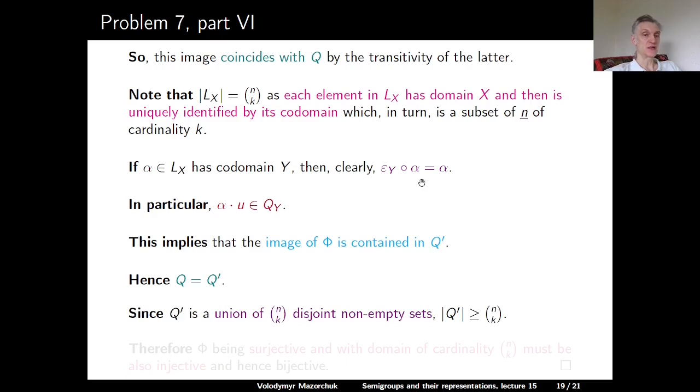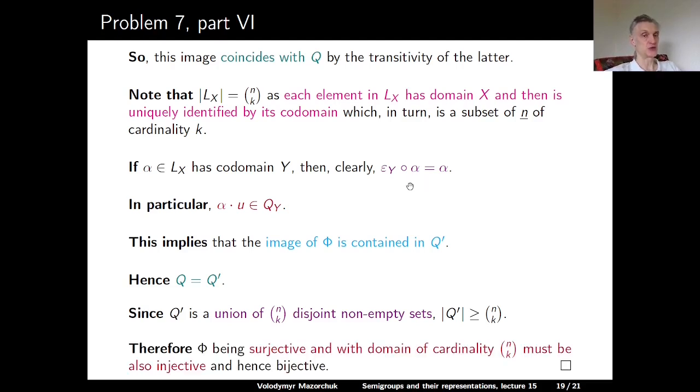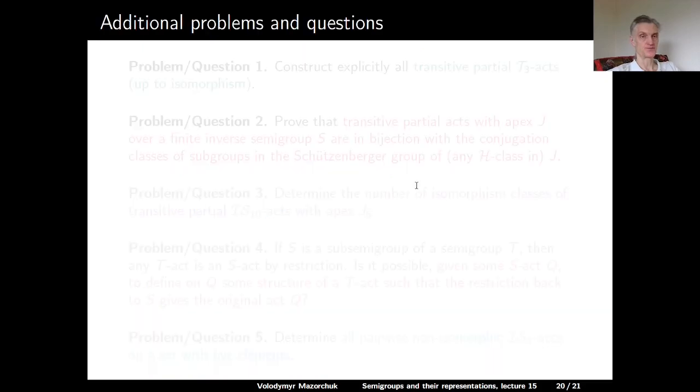Our Q' is a union of n choose k disjoint non-empty sets. And so the cardinality of Q' is at least n choose k. And phi is a map which is surjective and starts with a set of cardinality n choose k. This means that phi must also be injective and hence bijective. And this completes the proof.